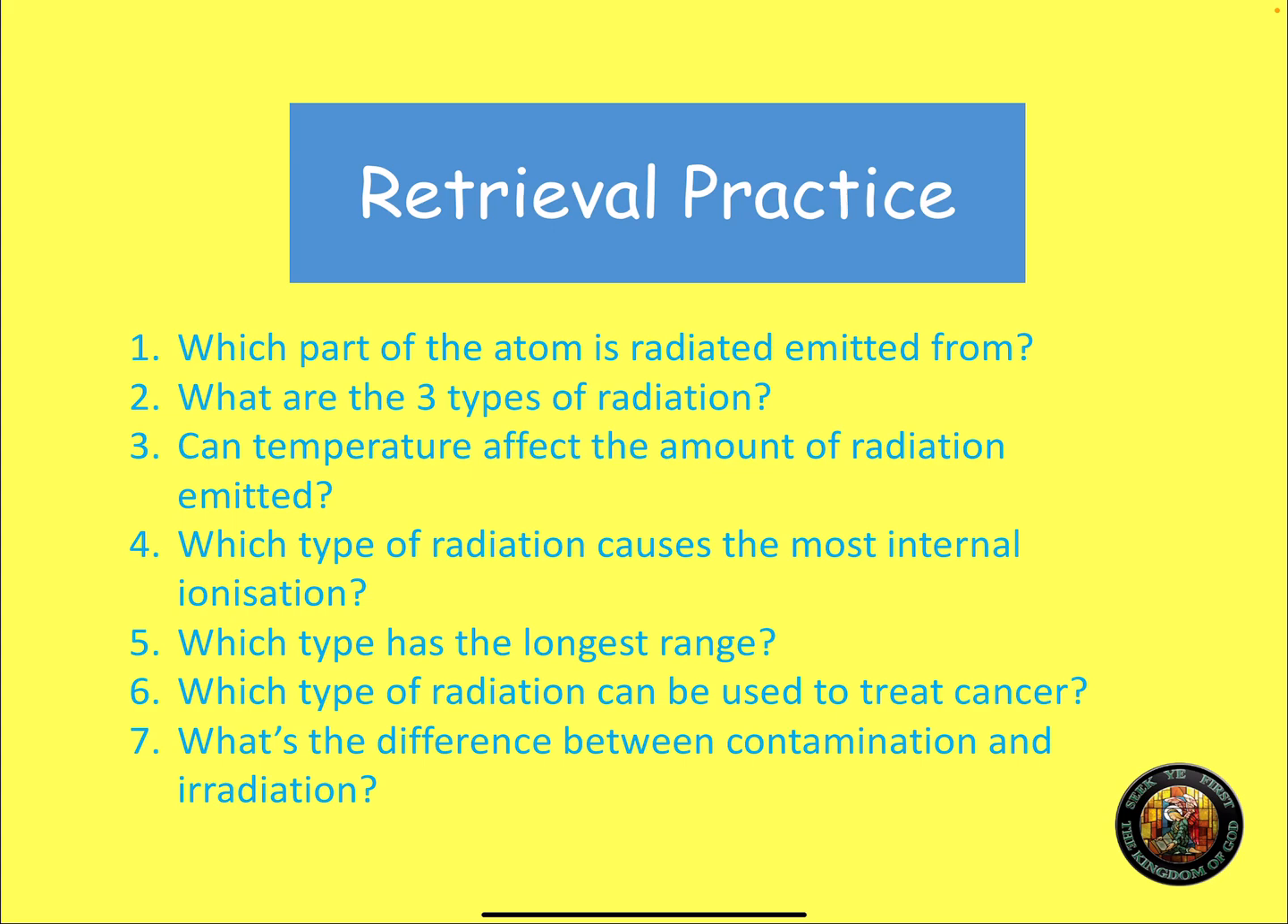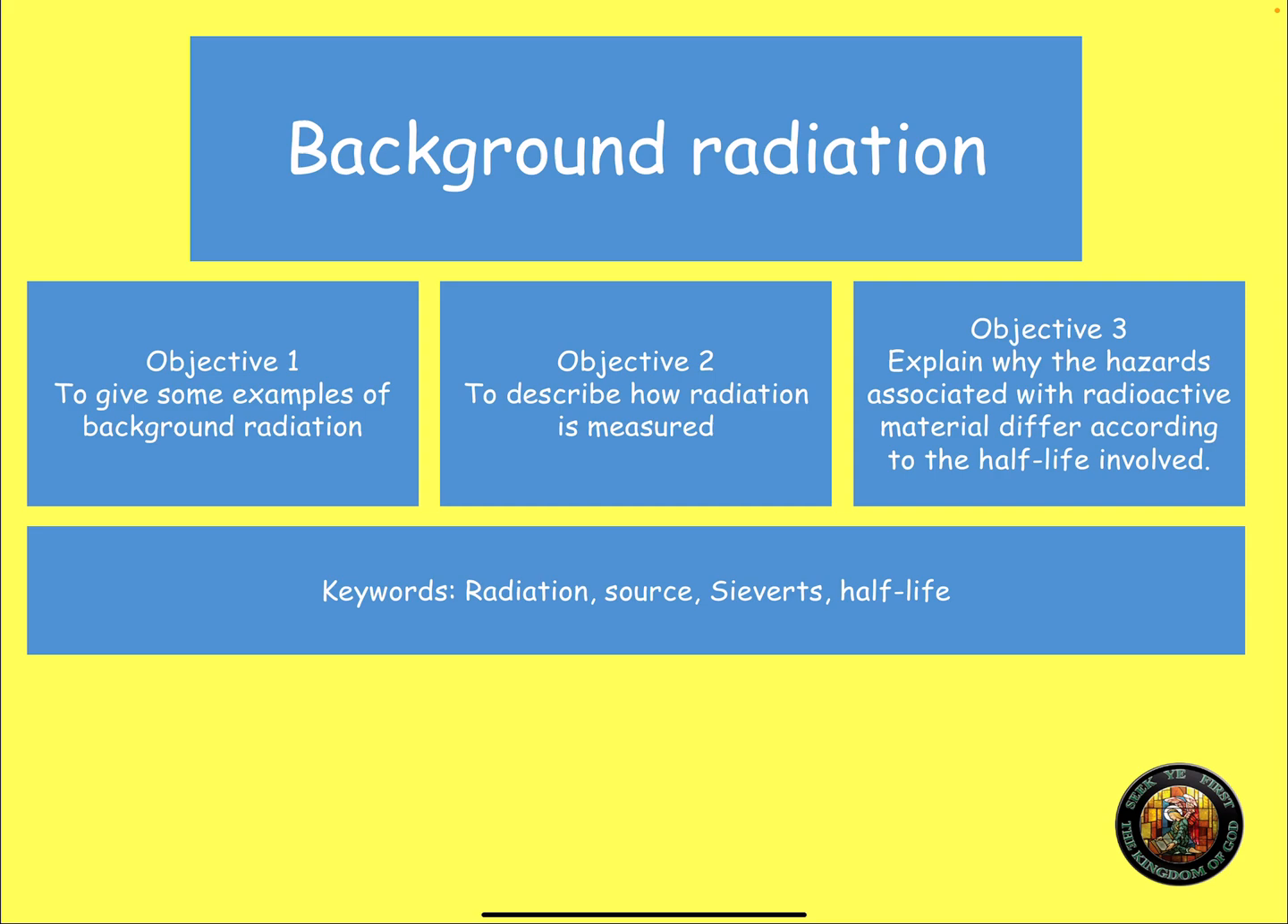Number 7, what's the difference between contamination and irradiation? If you get radioactive source mixed with your food, or if you touch it, then you or your food is now contaminated. If you're exposed to radiation, then that is irradiation. Okay, so let's move on. So you can see the 3 objectives. That's what we're going to do today. Keywords: radiation, source, sieverts, and half-life.